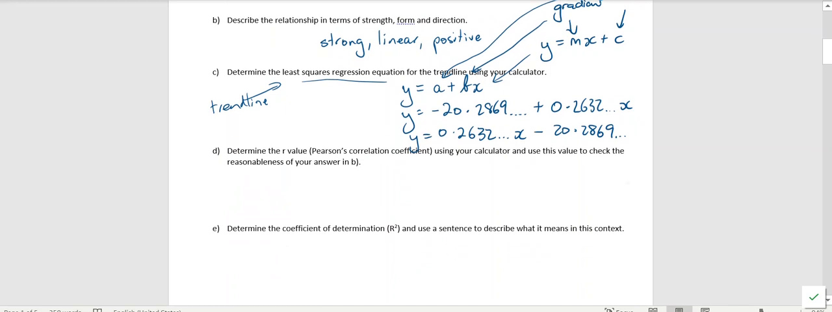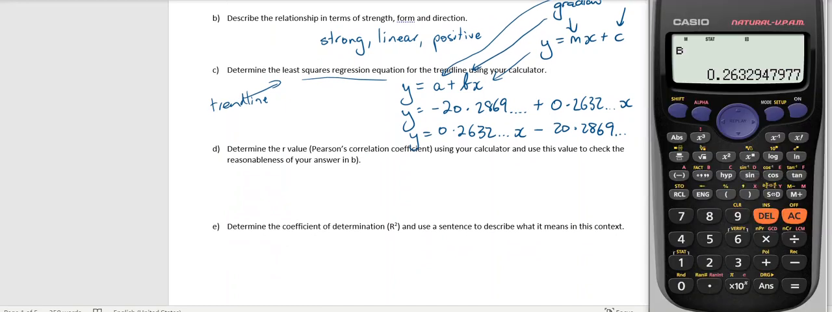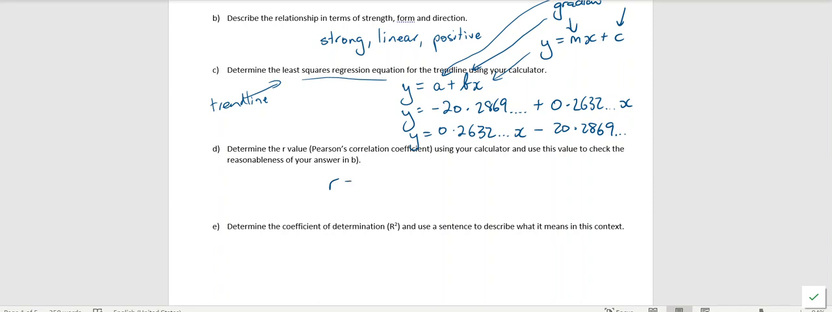Determine the r value. Our r value we can also get from our calculator. If we go Shift 1, 5, and 3 for r value. That's our Pearson's correlation coefficient. And we've got 0.897, so on and so forth. Now what that says is that it is a strong relationship. So it confirms that it is a strong relationship.